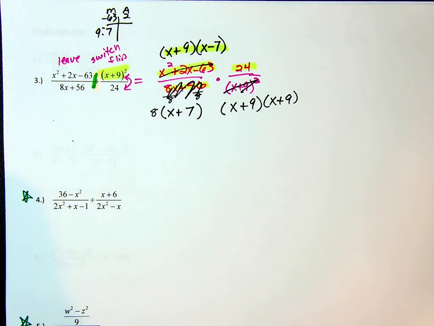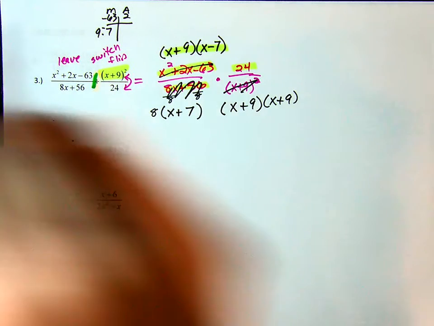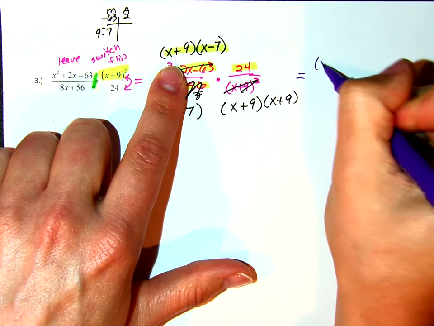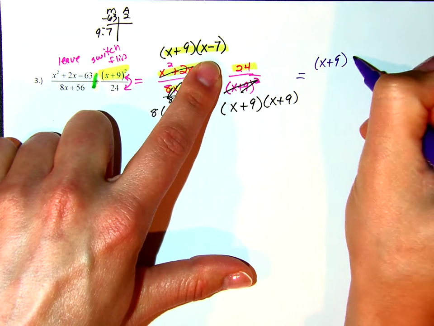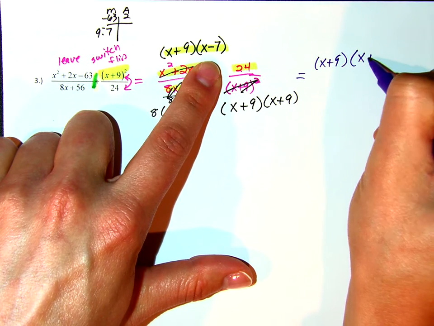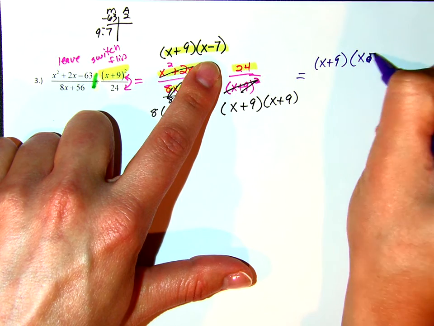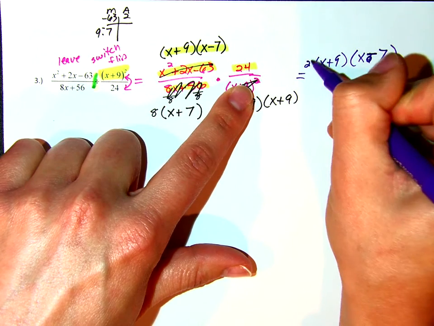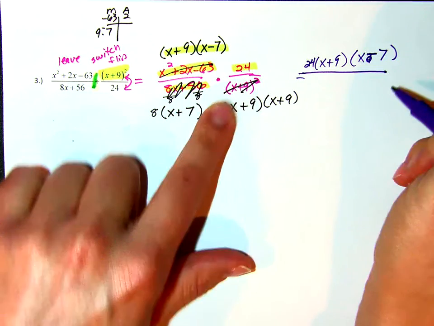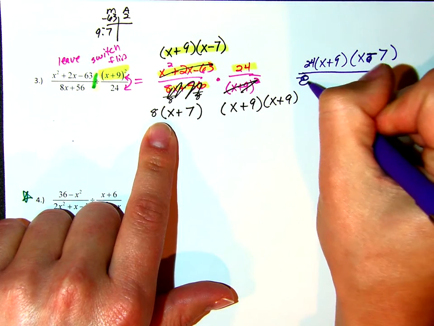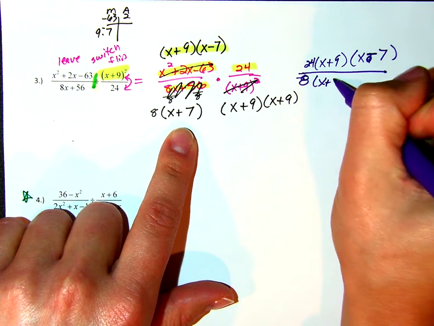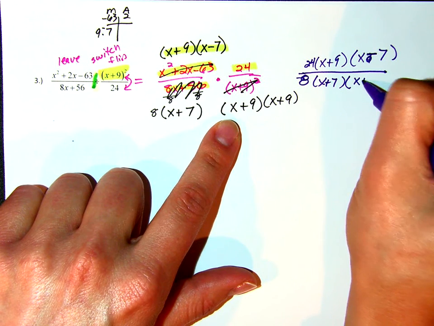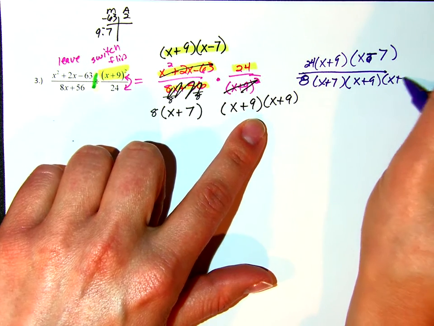Now we can write this as one big overall fraction. So we have x plus 9, x minus 7, and then this 24 is a single term, so we're going to put it out front. Then we look at the bottom. There's an 8, an x plus 7, an x plus 9, and another x plus 9.